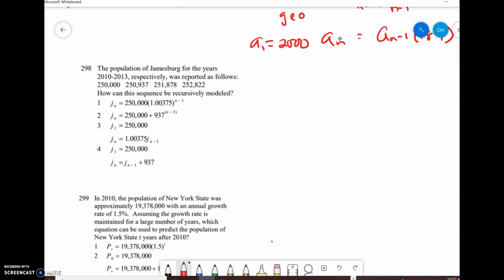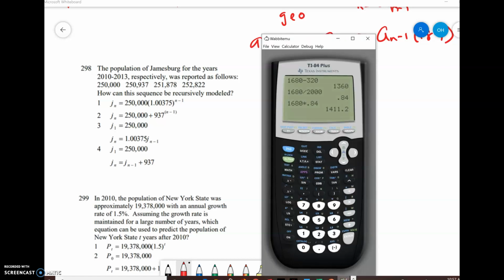Okay, so first of all, I want to see if this is arithmetic. If I do 250,937 minus 250,000, that means that it went up 937. So if I add 937 to 250,937, do I get the third term? And the answer is no. So this is not arithmetic.